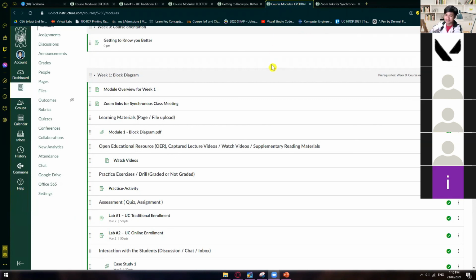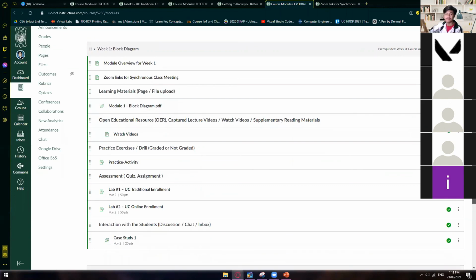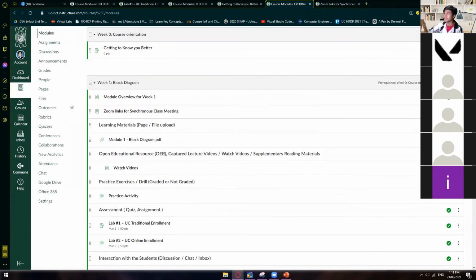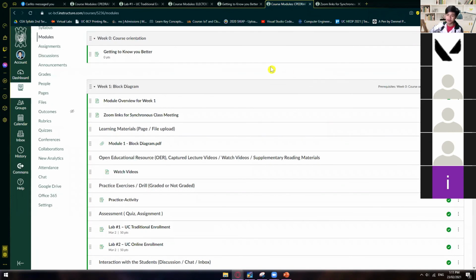By the way, sir, for the next meeting, are we going to discuss the second module? Yes, we go straight to the second module. So after the block diagram, we'll discuss the flow chart, so that you have an idea. We're going to discuss the flow chart. If you guys do not have any more questions or clarifications, then you may now go.